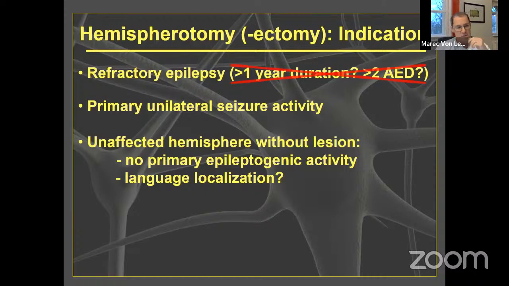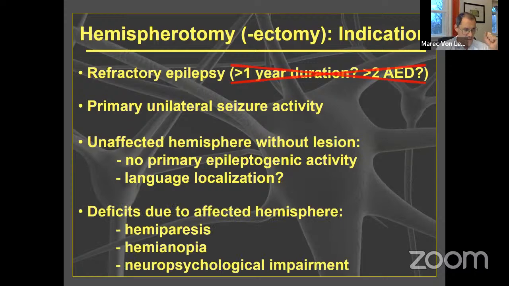And we need to have an idea about the eloquent areas in the healthy hemisphere. And we have to discuss everything about the deficits that might arise after surgery with the family. This is quite complex and you need some time for that, but this is not the issue today.